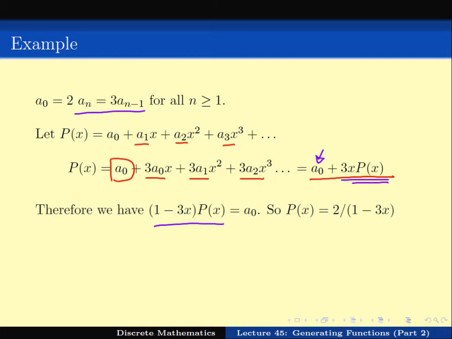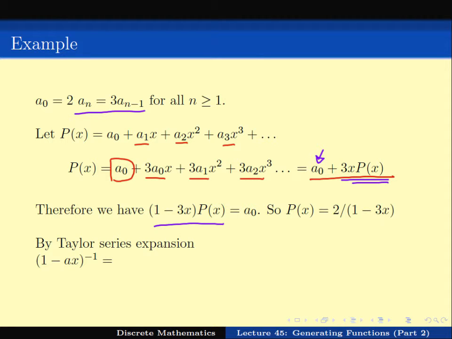So p(x) was some polynomial which was written abstractly using the recurrence or the sequence a0 to a infinity. But now I have written p(x) as a polynomial that doesn't have anything to do with the recurrence any longer.